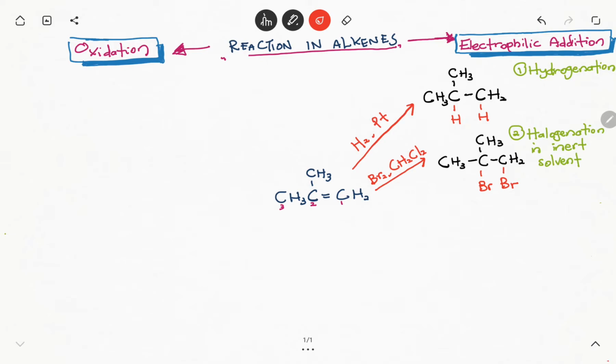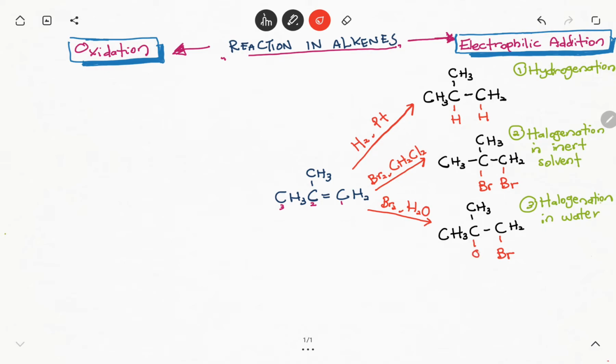The third reaction is halogenation in water. The reagent is a halogen, for example Br2 in water, H2O. So the double bond is broken apart and a bromine atom is added to carbon number 1 and a hydroxyl group is added to carbon number 2.